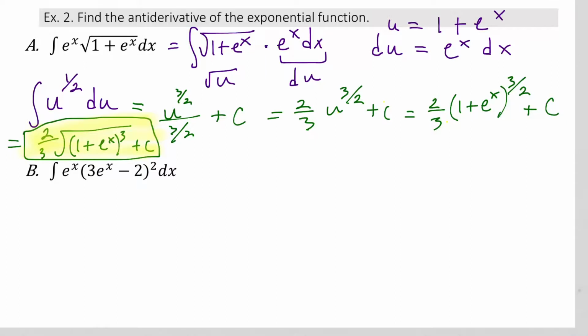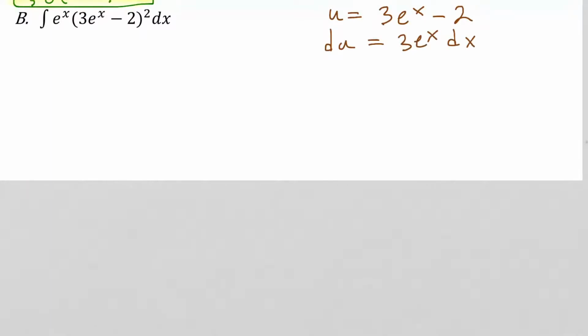All right, let's try another one of these. So this time, it looks like my inner function is 3e to the x minus 2. Du would be 3e to the x dx. So looking at the form of my integral, I've got 3e to the x minus 2 squared times e to the x dx.